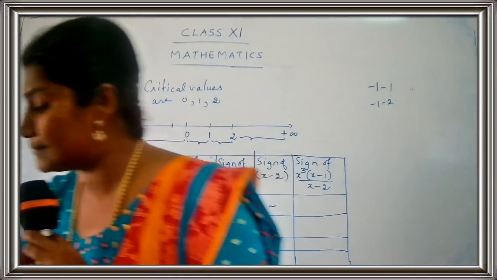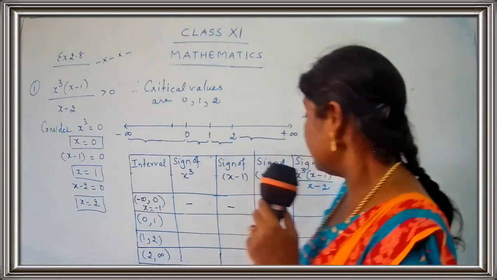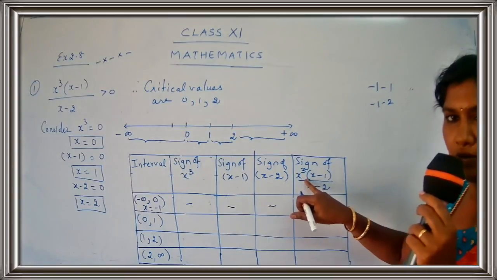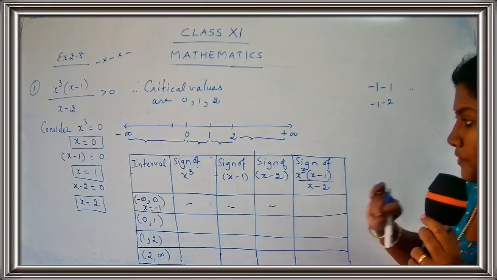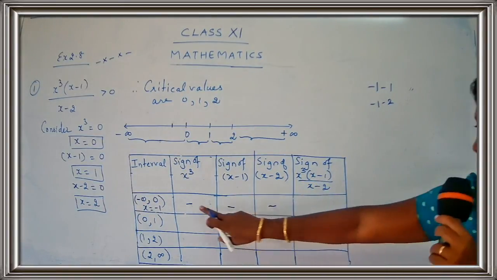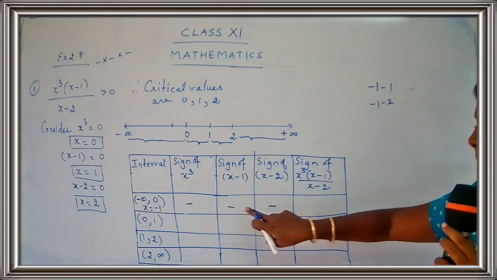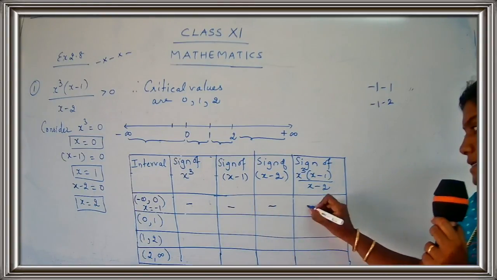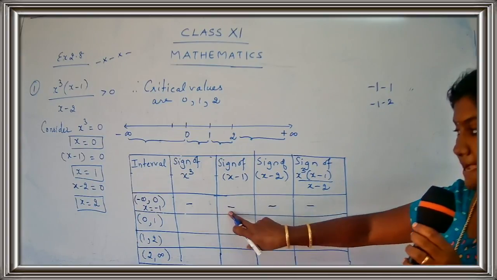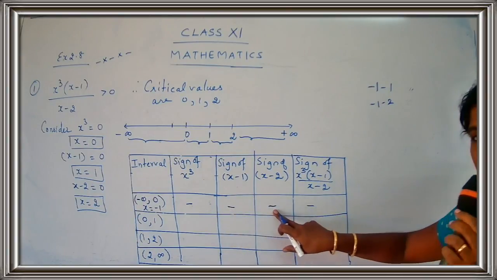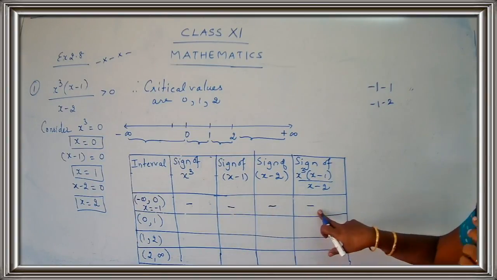That is for the last part, no need to substitute the value over here. We can directly write the sign over here. So how are we going to do? See here. Minus minus plus, plus into minus, minus. Very simple. Minus minus plus, plus into minus, minus. So we got the value over here.